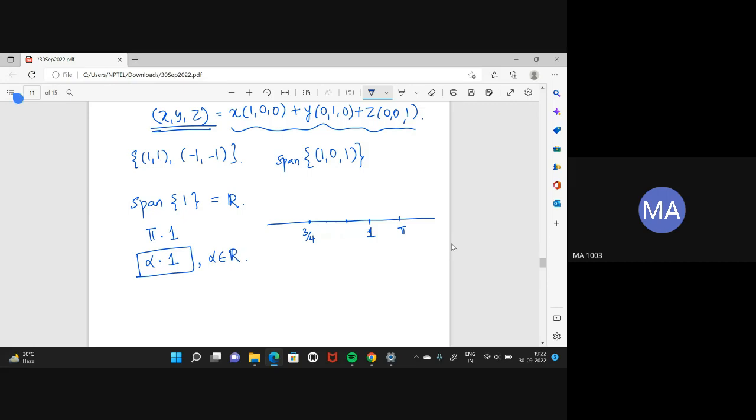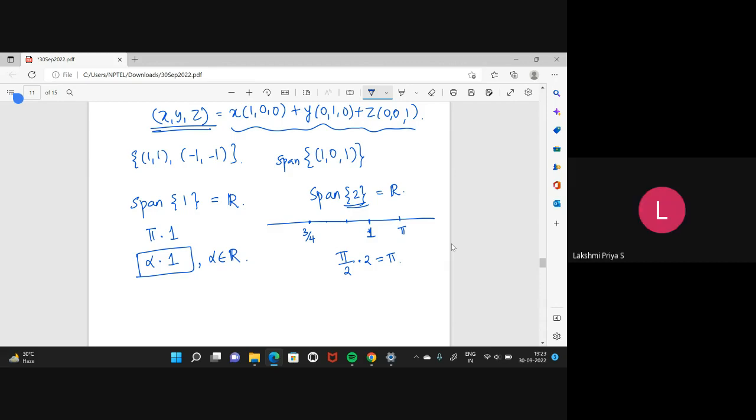Yes, ma'am. Now what is the span of 2? The same number line. How will I get pi from 2? By multiplying by pi by 2. Pi by 2 into 2 is going to give me pi. That's all. So I can generate the entire real line just by using this singleton set.